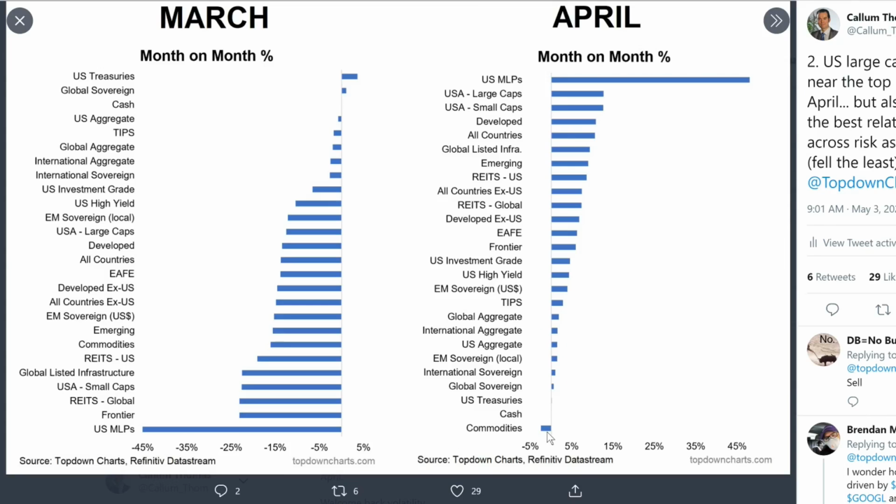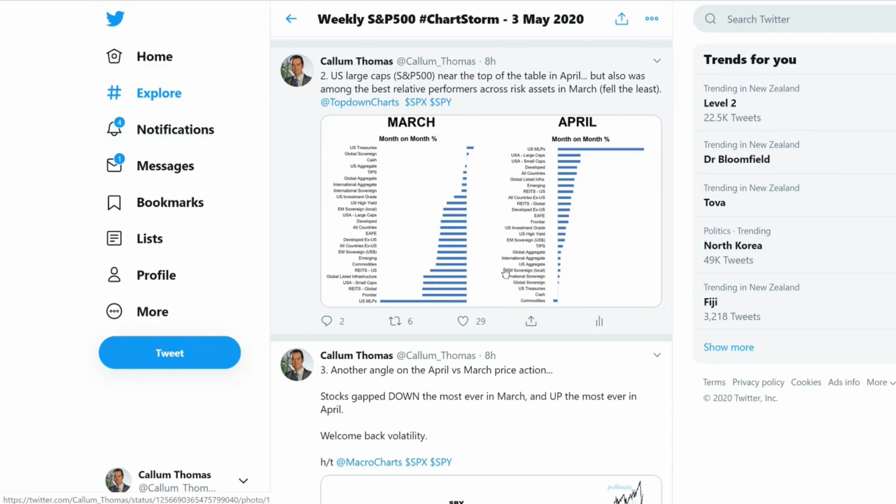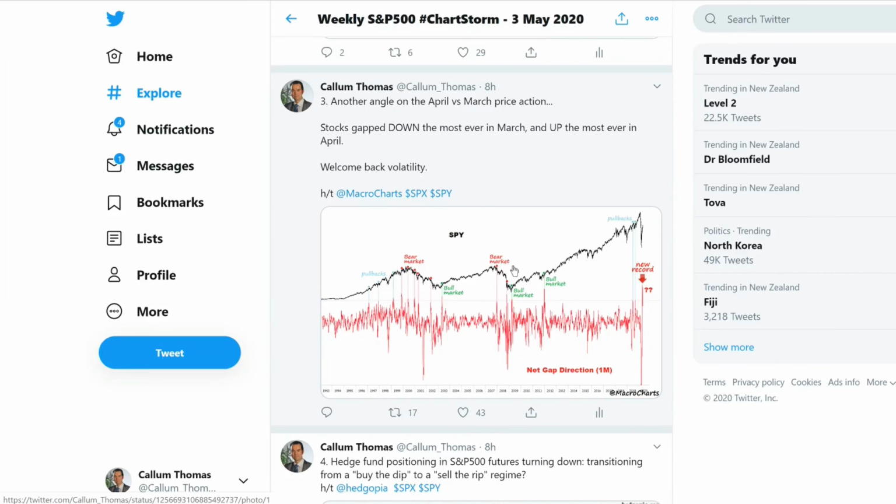And commodities were a slight negative, which probably would be surprising, but that's a broad commodity index which I'm using there, rather than just WTI, which we all know what happened there.